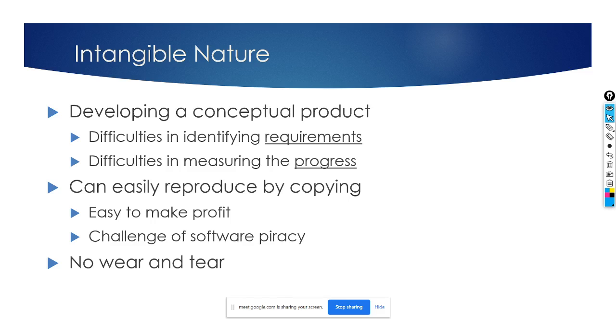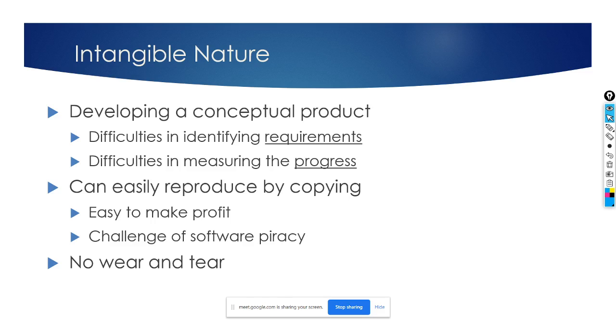Then another big issue is, because it is intangible, anyone can easily copy your product. Once you create your product, especially if the source code is available, they can copy it. Not only the source code, if you are given the executable or installation, they can just copy it and give it to someone else. So that is also a really big challenge every software development team or software business is facing: the challenge of software piracy.